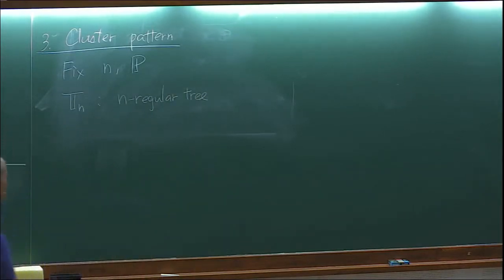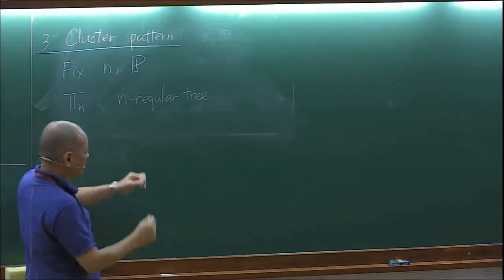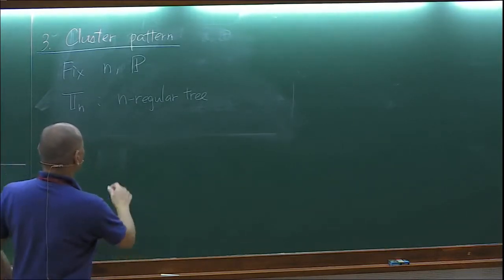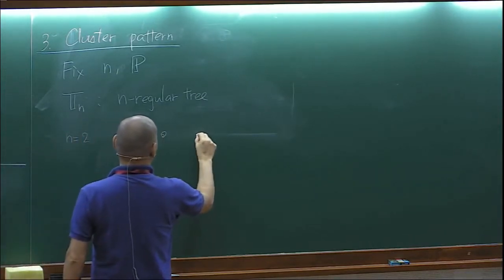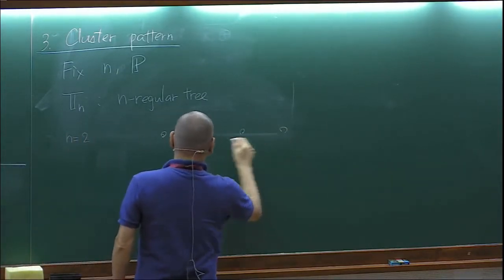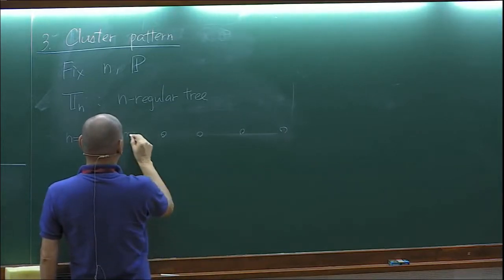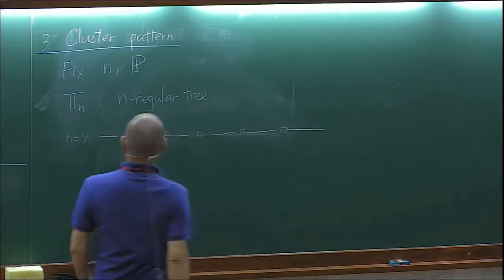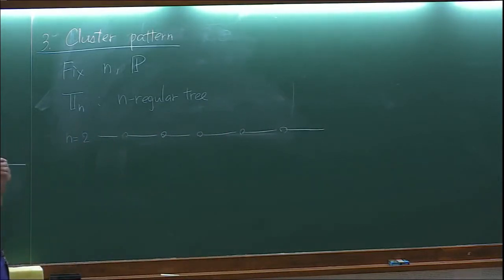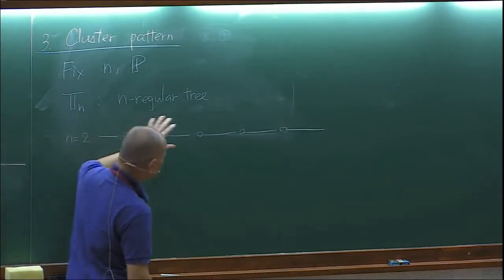It's just a tree graph such that any vertex has n edges. So it's better to write it explicitly. It always becomes an infinite diagram. I mean, the n-regular tree just means the following one.